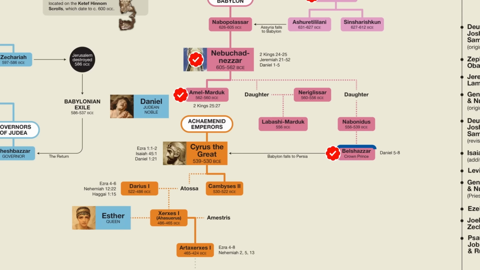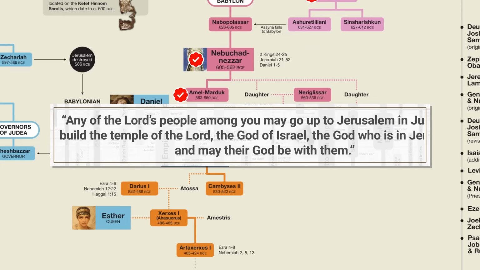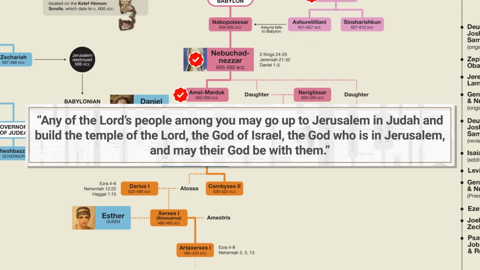And the leader of the Achaemenid Persians who conquered Babylon was Cyrus the Great. The book of Isaiah actually refers to him as the Messiah, because it was Cyrus who decreed that the Jews could return to Jerusalem and rebuild the temple. The book of Ezra describes Cyrus's decree like this: "Any of the Lord's people among you may go up to Jerusalem in Judah and build the temple of the Lord, the God of Israel, the God who is in Jerusalem, and may their God be with them."